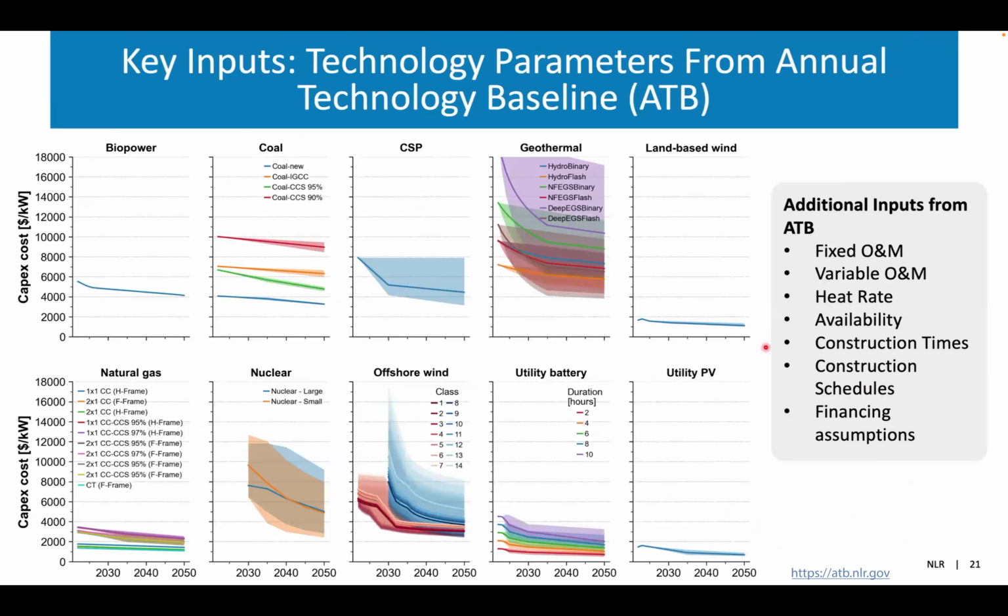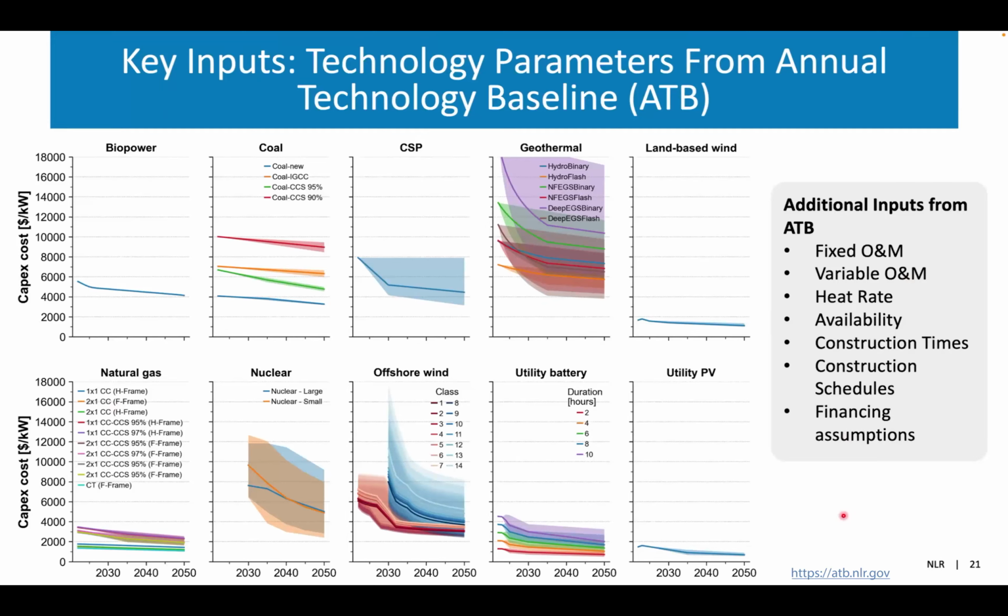Moving on, ReEDS includes various assumptions for technology cost and performances, which mostly source from NLR's annual technology baseline, or ATB, which is also updated annually. So on screen are the default ReEDS CapEx cost assumptions for various ReEDS technologies grouped by their major tech category. In addition to CapEx cost, each technology pulls additional inputs from the ATB, seen on the right. These would be things like O&M costs, heat rates, construction times and schedules, as well as various financing assumptions.